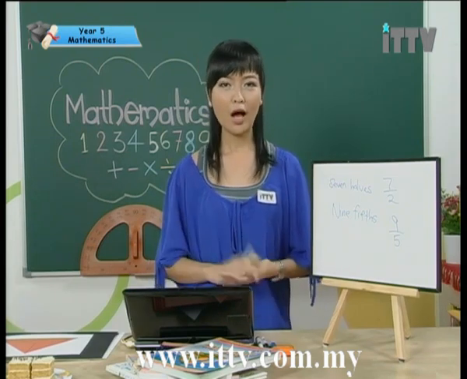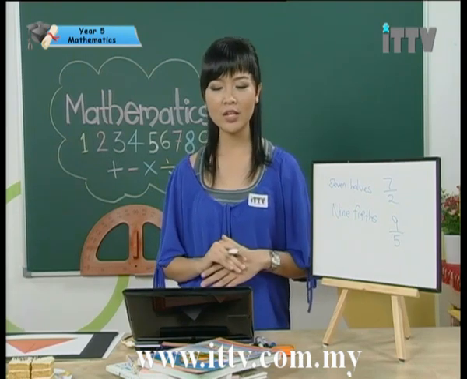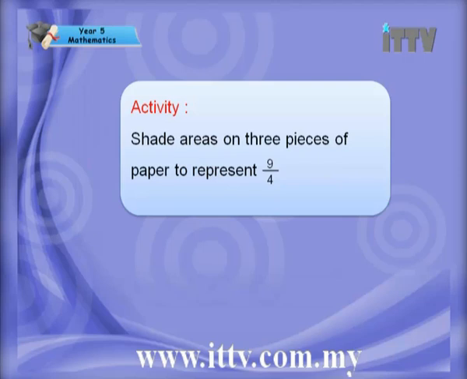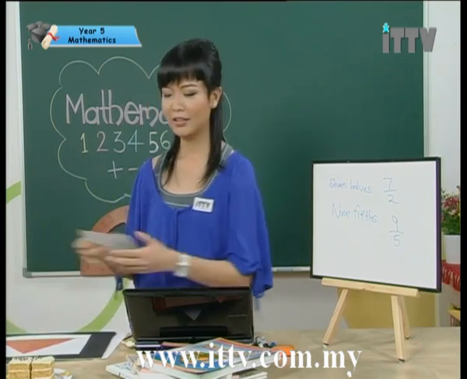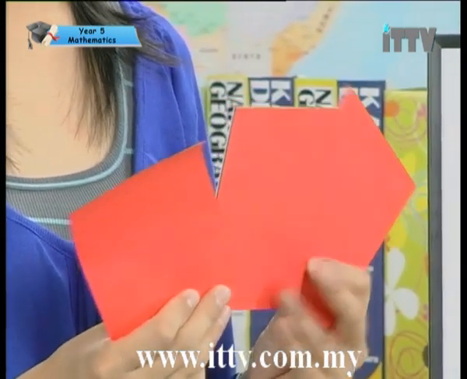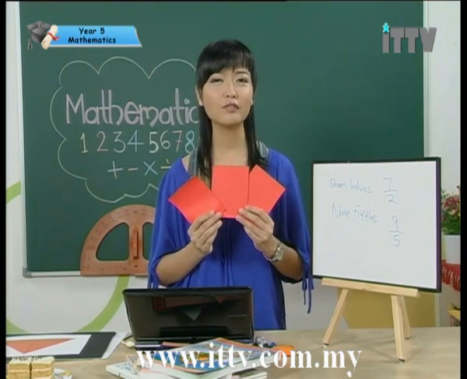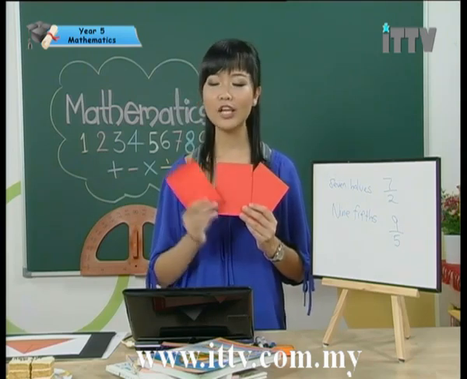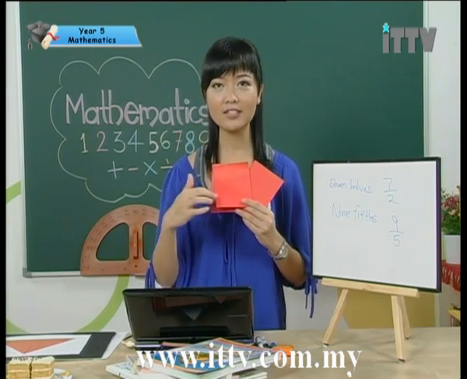Now, I want to show you something. Take a look at this activity instruction. Shade areas on 3 pieces of paper to represent 9 over 4 or 9 quarters. Okay, now I have 3 pieces of paper here. 1, 2, and 3. Take a look at the question. 9 over 4. So now I know that for each piece, 4 parts makes up a whole. Okay? So there will be 4 parts in here.